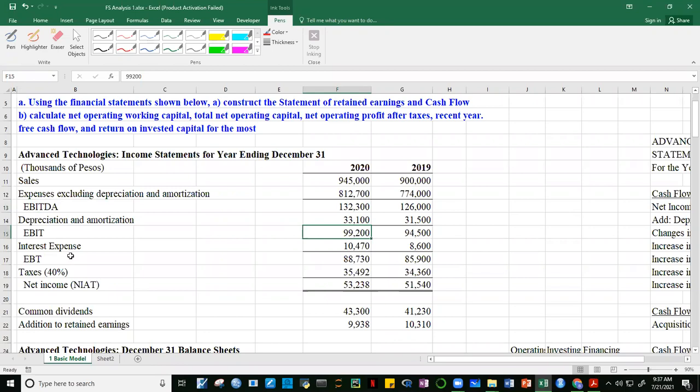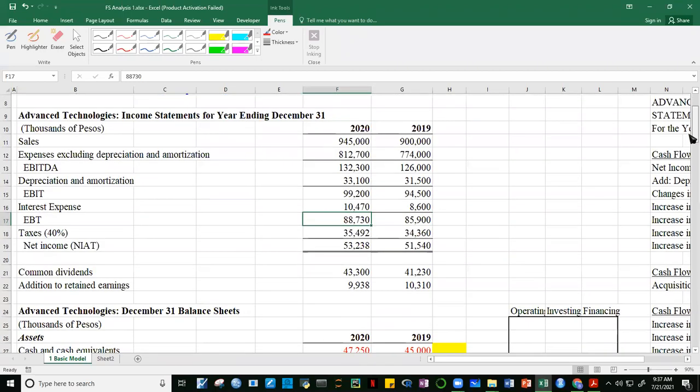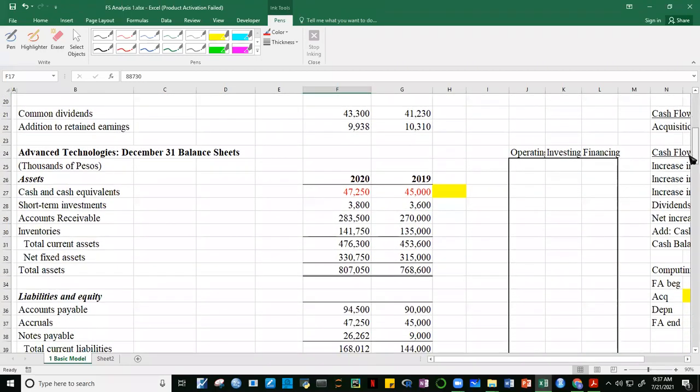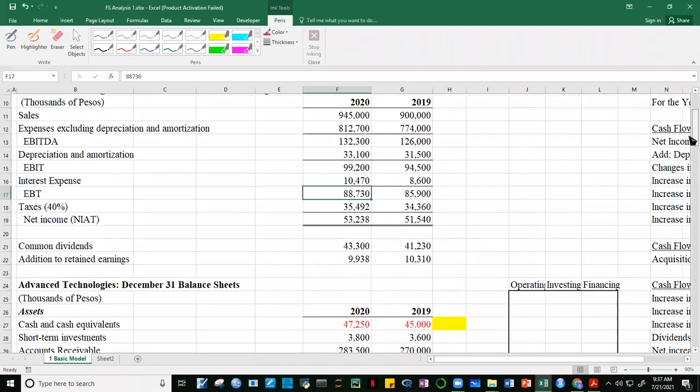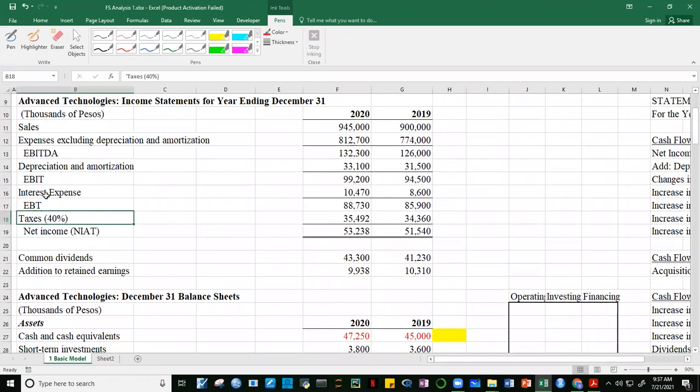Okay, and then we subtract the financing costs, interest expense. In this case, 10,470. You come up with EBT, earnings before tax, 88,730. Okay. Unfortunately, guys, hindi ko pala na-change to. Sorry, hindi ko to na-change. Anyway, let's just maintain this.